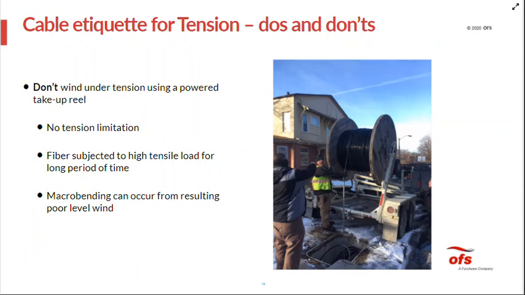So it can see that high tension for long periods of time. So we may exceed our short-term reliability time periods. And finally, when you're pulling cable with a powered take-up reel under tension, it's very difficult to level wind the cable. So what happens is the cable ends up piling up on top of one another. You get a very poor level wind. You get cable wraps that are crisscrossing over one another and creating macro bends in the cable, also creating high compressive forces in the cable, which may potentially damage the fibers inside the structure.